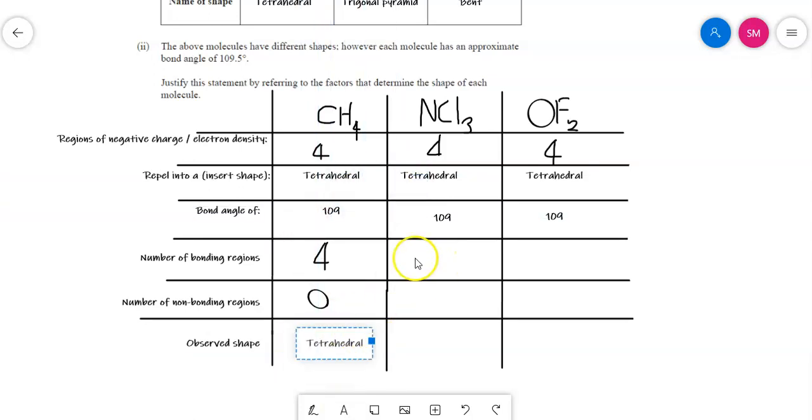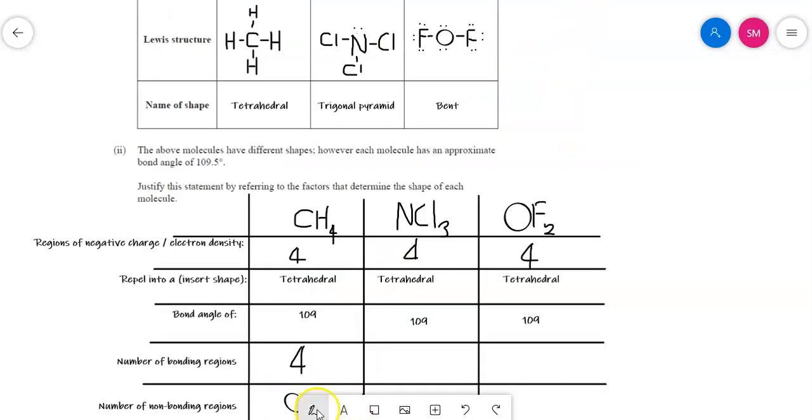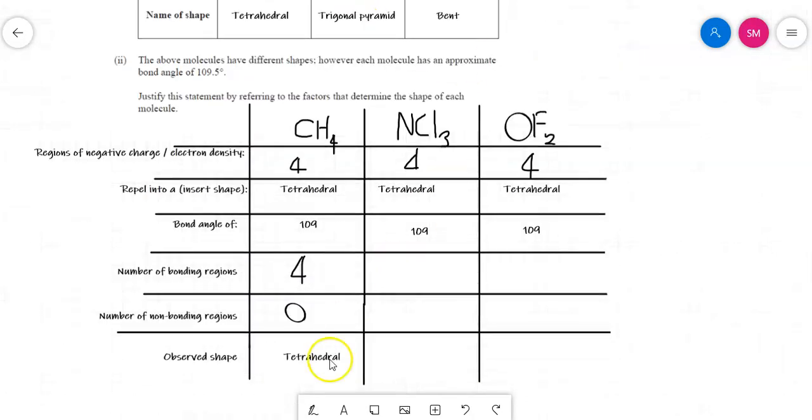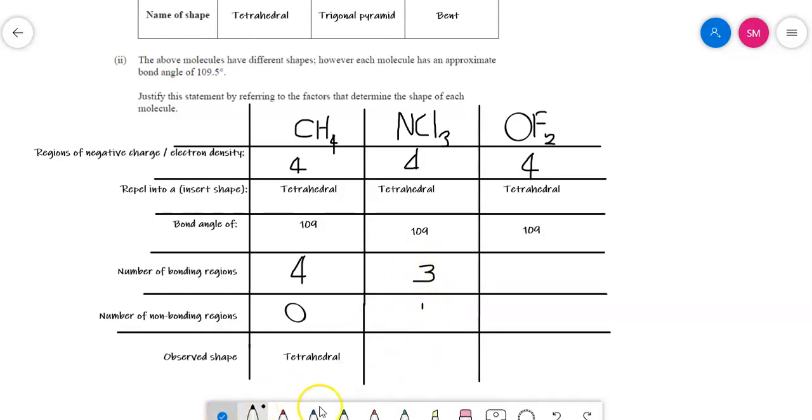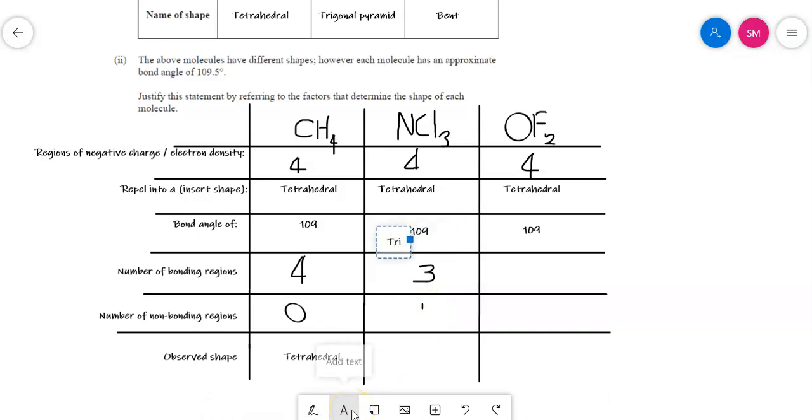The next one we've got, we had 3 bonding regions and 1 non-bonding region. So 3 bonding regions there, 1, 2, 3, and 1 non-bonding region or 1 lone pair of electrons. So the overall or the observed shape is the trigonal pyramid. 3, 1, trigonal pyramid.